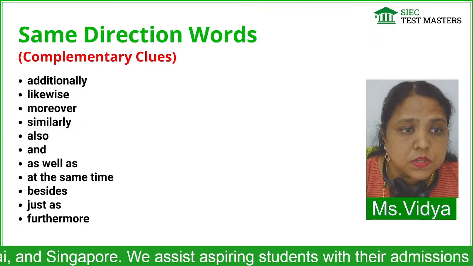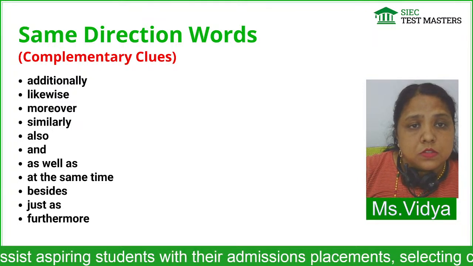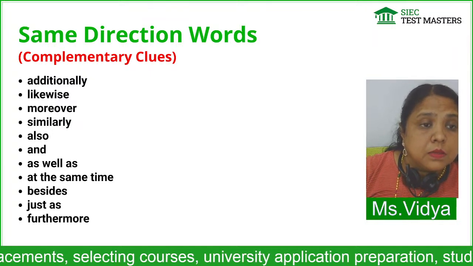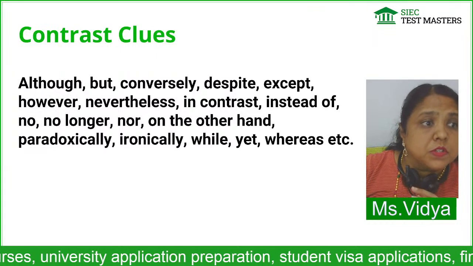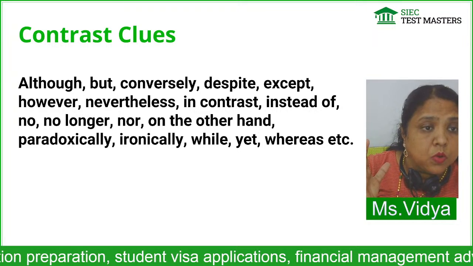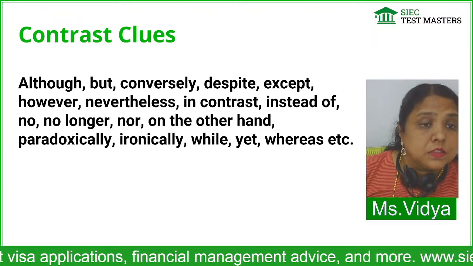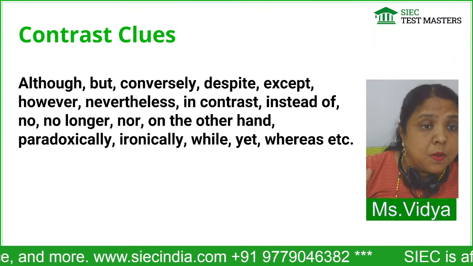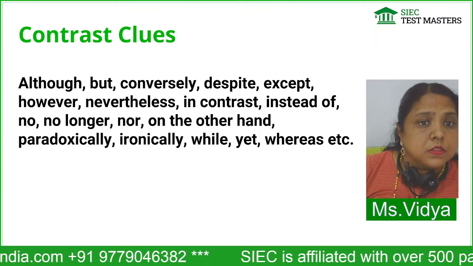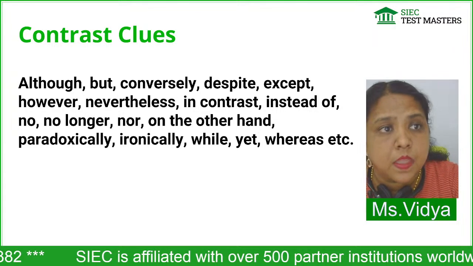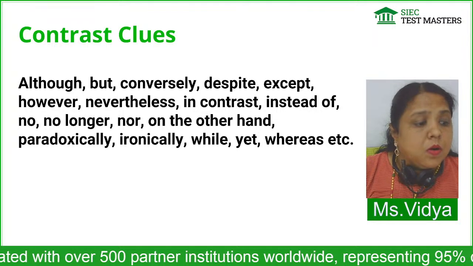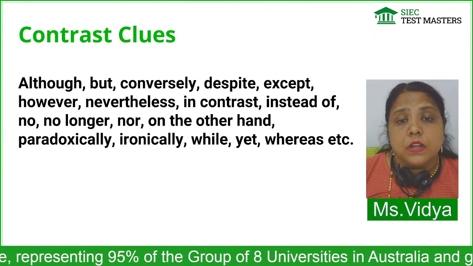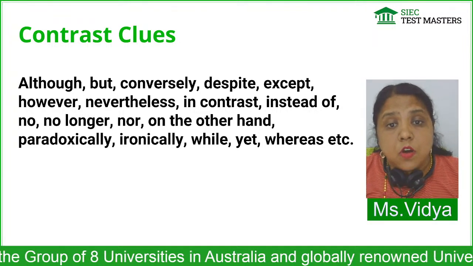Next, contrast clues. These show that the clause is going in the opposite direction. For example, although John is ill, what do we expect next? That something opposite is going to happen. If I use the word although, John is ill, he went to school. In the same way, but: John is ill, but he went to school. Actually, he is not supposed to go, but he went to school. In the same way, conversely also means the opposite. Despite his illness, John went to school. So it is going in the opposite direction.